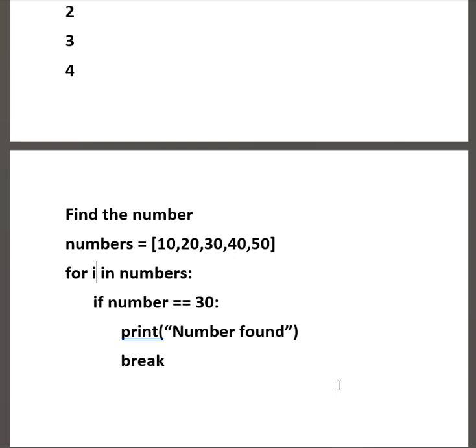This is false. Sorry. If i is equal to 10, number is equal to 30, 10 is not equal to 30, so it will go to 20, 20 is not equal to 30, so the iteration will go to 30. 30 is equal to 30, condition is true. It goes to the immediate next line. Number found will be printed. Next it goes to the next line, break. That's it.